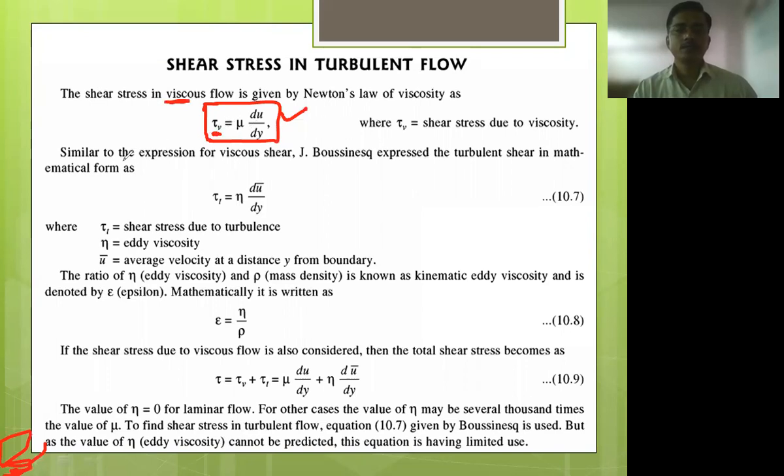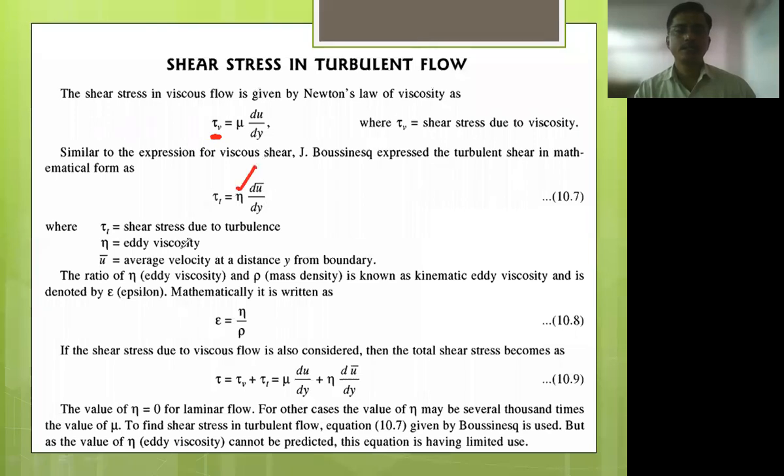Similarly, if there is turbulence in the flow, the scientist Boussinesq has given the expression for the turbulent shear stress. Tau t, with the suffix t, is the shear stress due to the turbulence, and tau v is the shear stress due to viscosity. He has given an equation similar to that for viscosity: tau t is equal to eta into du bar by dy.